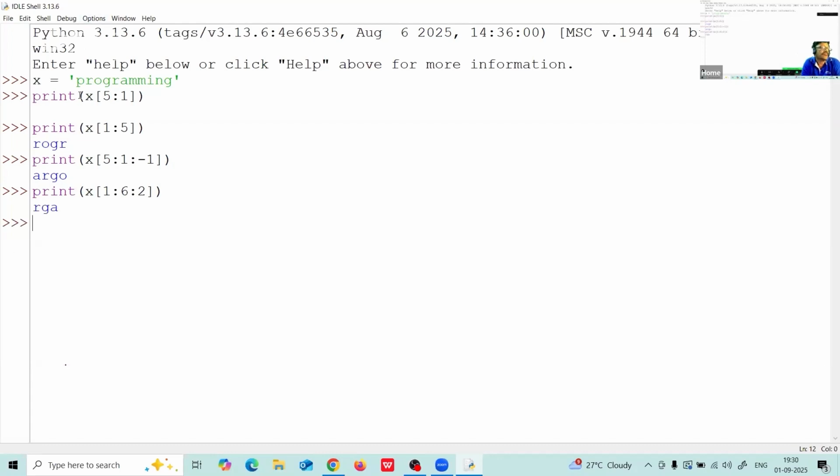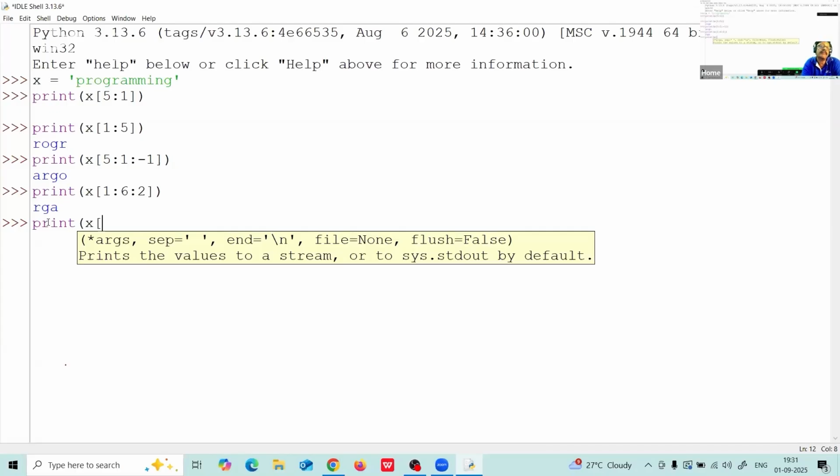Yes. If you see, this is first letter R, then this is third letter G, and this is fifth letter A. So RGA was the result. Okay.